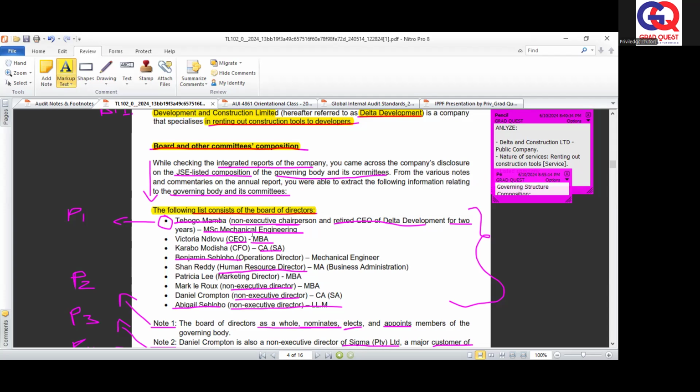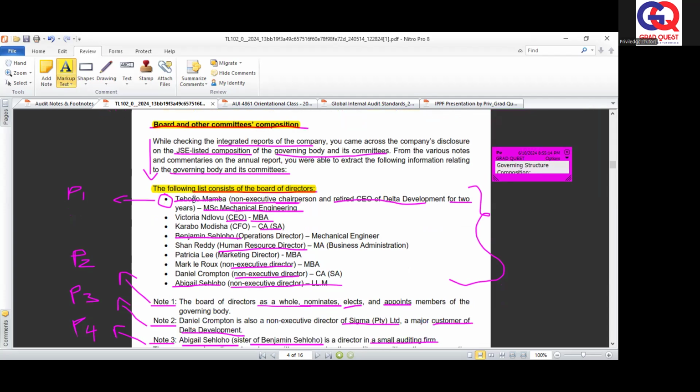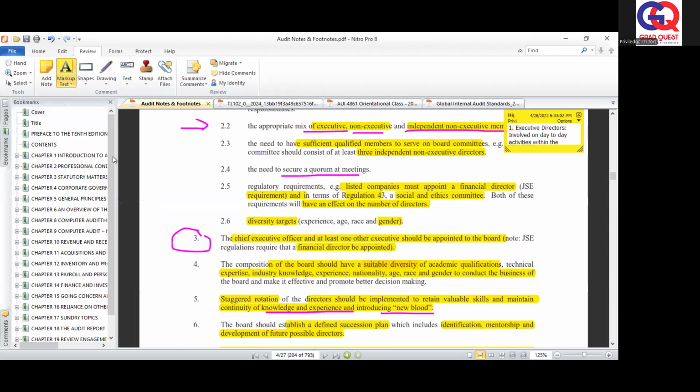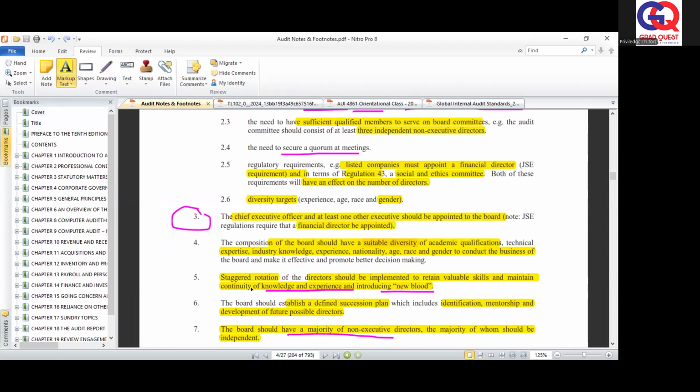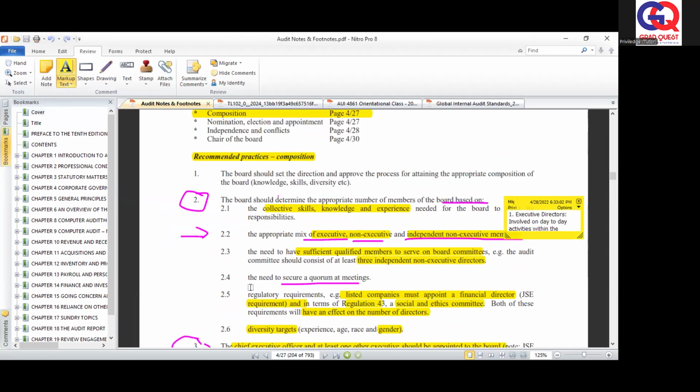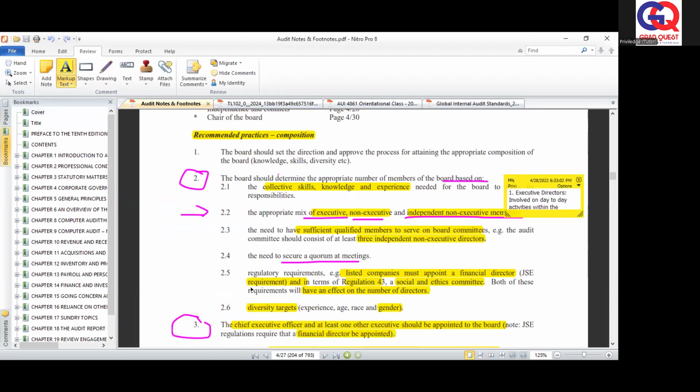The first bullet point speaks about Tebuho Mamba, who happens to be a non-executive chairperson and retired CEO of Delta Development for 2 years. This person holds a Master's of Science in Mechanical Engineering. Do you see anything wrong regarding the composition of the governing body with regard to that individual? Definitely there is something wrong.